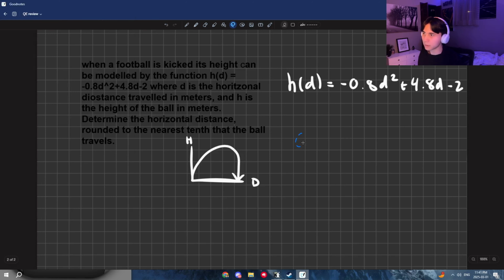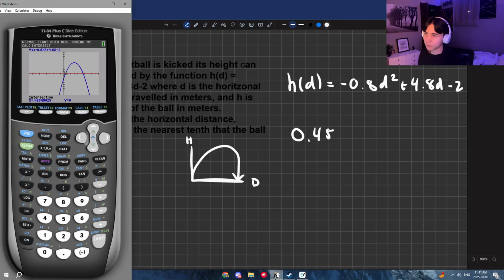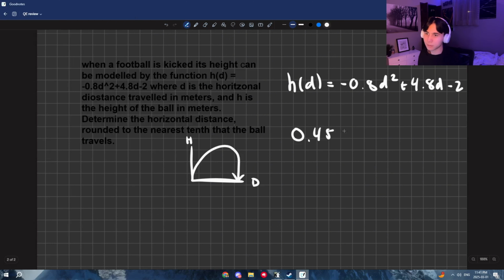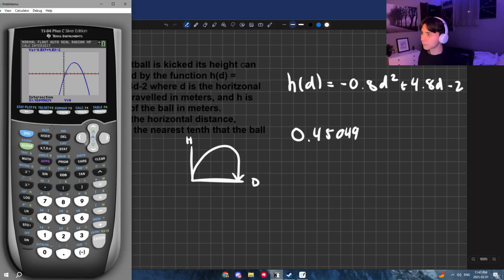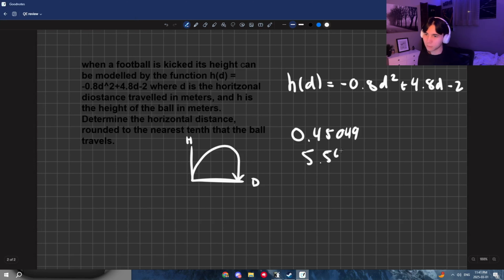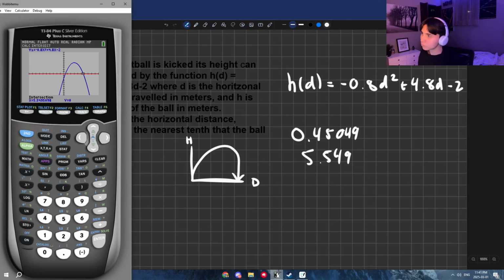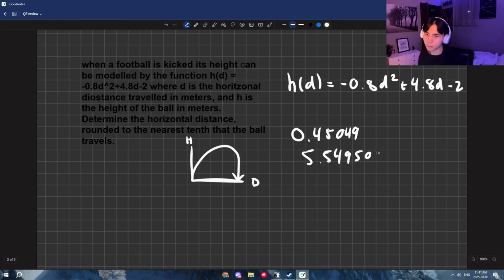So I'm going to write 0.45049 as our first x-intercept, and our second one is going to be equal to 5.5495089, whatever. Okay, what we have to do is subtract our bigger distance by our smaller distance.